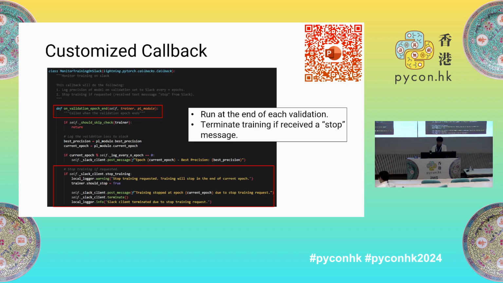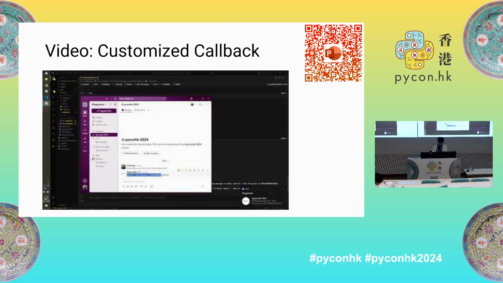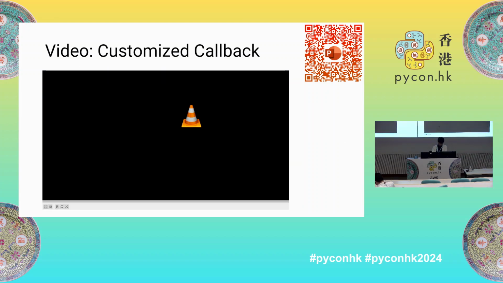With the Slack client, we can write a Lightning callback class. This callback runs at the end of each validation epoch, and it logs the best precision to Slack and checks whether a stop message has been received. If so, it will terminate the training at the end of the current epoch. And now we will see the demonstration.